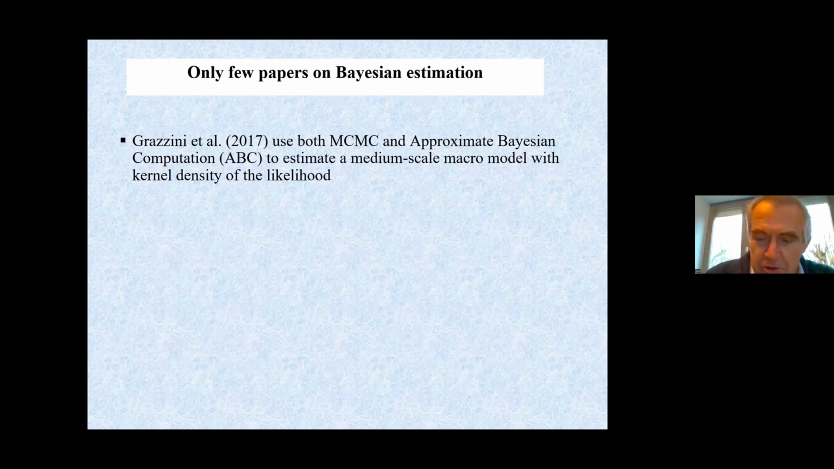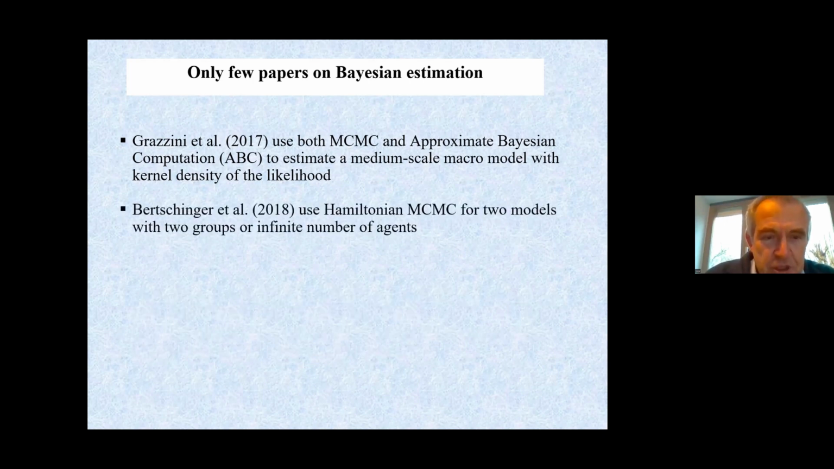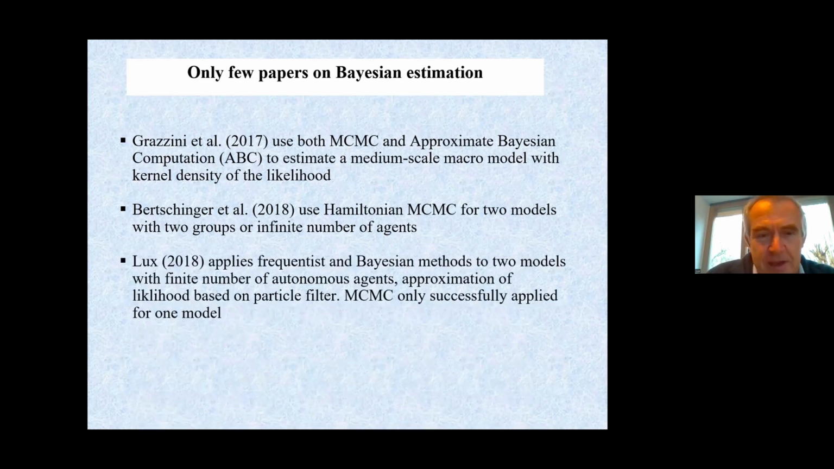The first one, to my knowledge, is Grazzini, 2017, who uses already a very simple variant of approximate Bayesian computation for a medium-scale macroeconomic model. There is Bertschinger, who uses what is called Hamiltonian Markov chain Monte Carlo, which, however, is also not universally applicable to all kinds of agent-based models. And in some recent papers, I have applied both frequentist and Bayesian methods, namely the particle filter or adaptive Bayesian estimation for simple financial agent-based models.